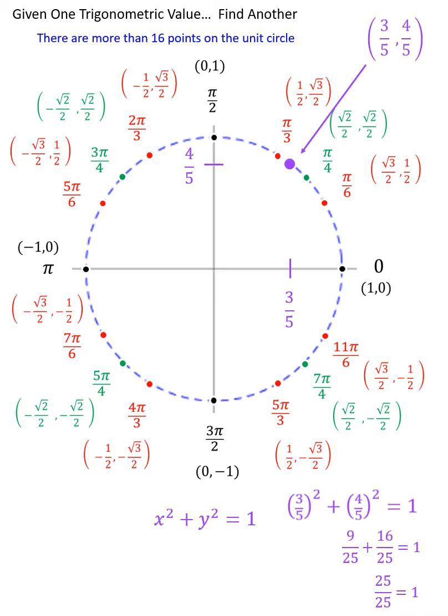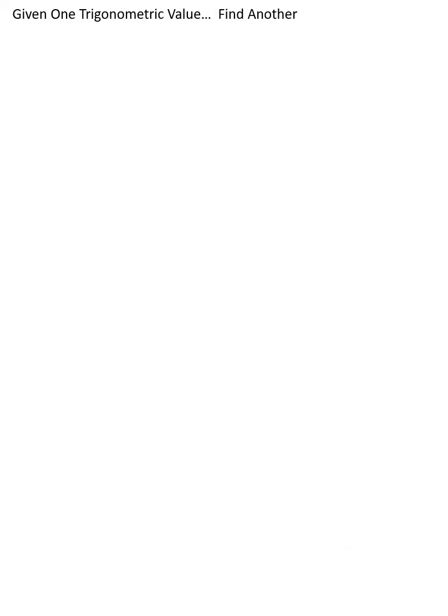Now, why do I bring this up before we start? Because we're going to be dealing with points on the unit circle that are not necessarily, could be, but aren't necessarily our favorite 16. Please keep that in mind as we watch these examples. So now let's look at a problem where we're given one trigonometric value and a little extra information, and we're asked to find another value.